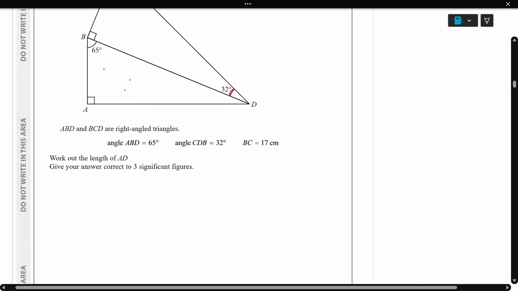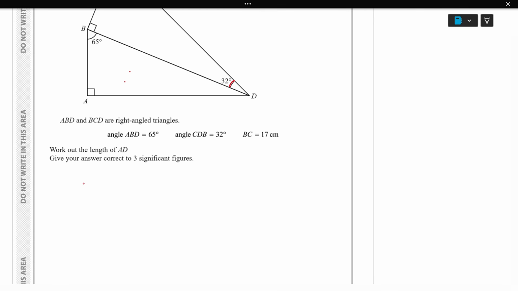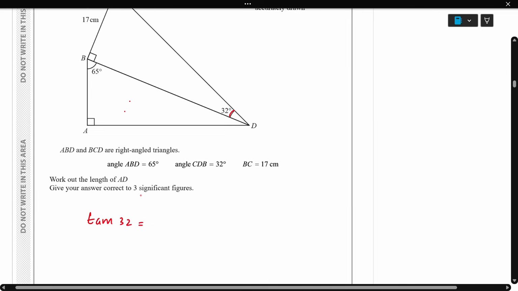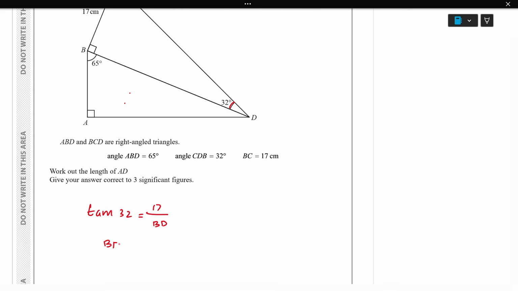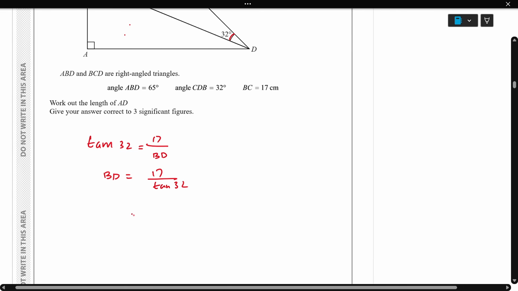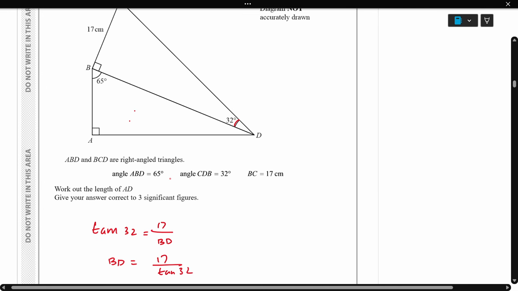So I'm using tan 32 equal to, so from the top triangle, tan 32 equal to opposite going to be 17 over adjacent, which is BD. So rearrange, BD equal to 17 over tan 32, which is going to be 27.205. Now we know BD, so we can go to the below triangle.